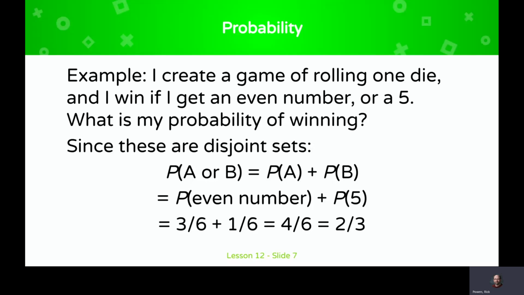Example, I create a game of rolling one die and I win if I get an even number or a 5. What is my probability of winning? Since these are disjoint sets, probability of A or B equals probability of A plus probability of B. Therefore, the probability of getting an even number plus the probability of getting a 5 equals 3 out of 6 plus 1 out of 6, which is 4 out of 6, or 2/3.